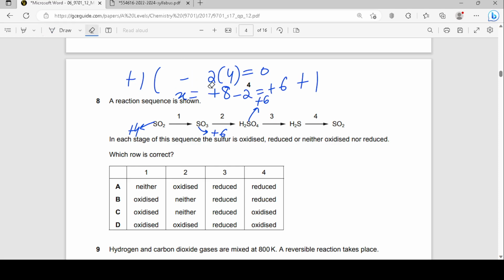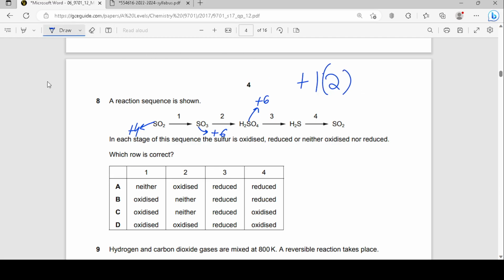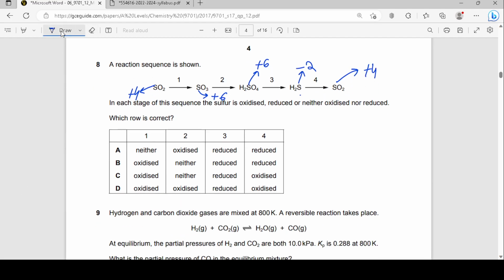For H2S, again, hydrogen has a fixed oxidation state of +1. There are two hydrogen atoms, so +1 times 2, and then we take sulfur as X, so that will become plus X equals 0. So X equals -2. So here in H2S, we have sulfur in the -2 oxidation state. Then in SO2, again it's the same thing that we had in the beginning. If that was +4 there, it's going to be +4 here as well. And then we just have to see now whether the changes are oxidation or reduction.